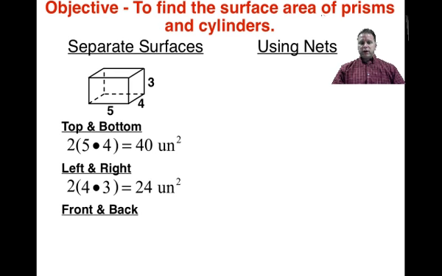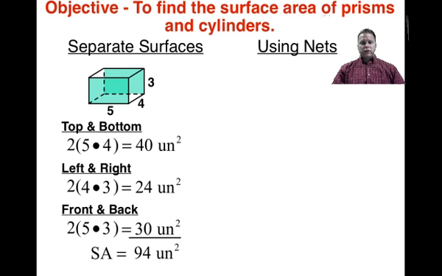Finally, we have the front and the back. Of the three numbers, which two are we going to use for the front and the back? I did 5 and 3. Hopefully you chose those as well. And again, we have 2, the front and the back. That gives us 30 units squared. Add all those up, and you get a total of 94 units squared.